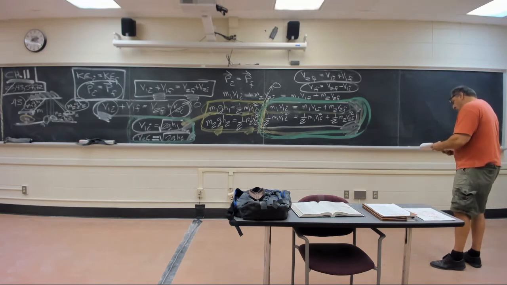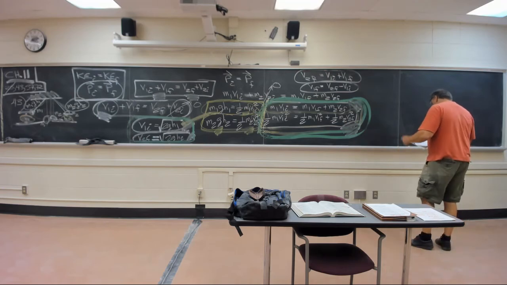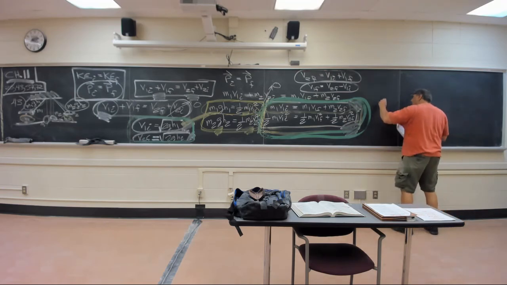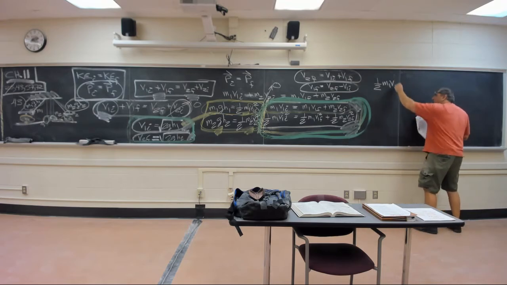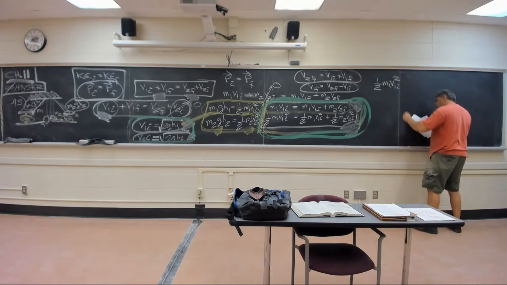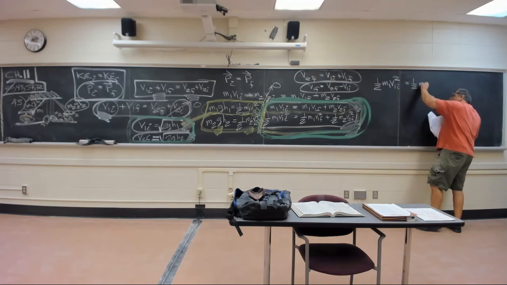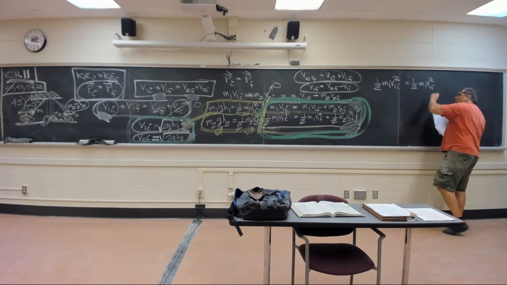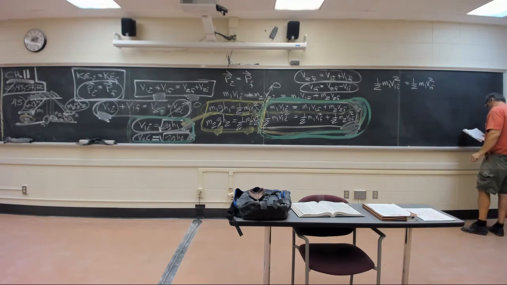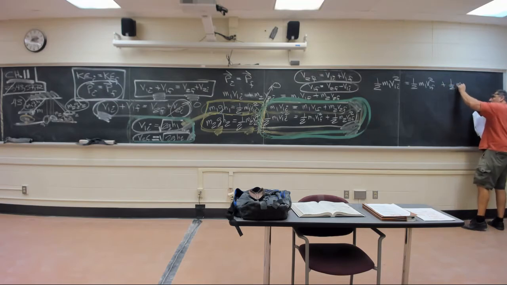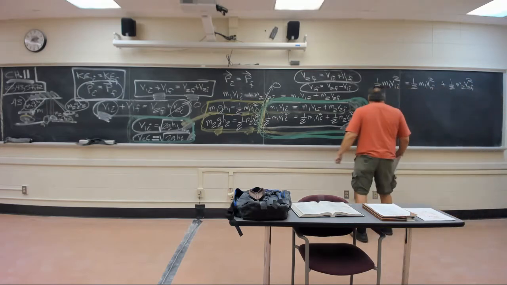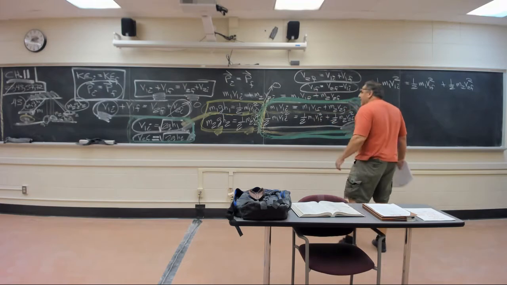We can see a couple things here. What we did was ask, can we make some sense out of this? Do you guys remember we had 1/2 M1 V1I squared equals 1/2 M1 V1F squared equals 1/2 M2 V2F squared? Maybe that's why they wrote it like this.